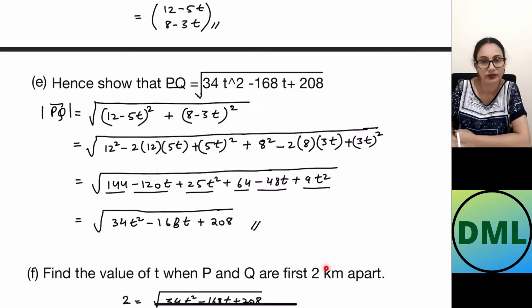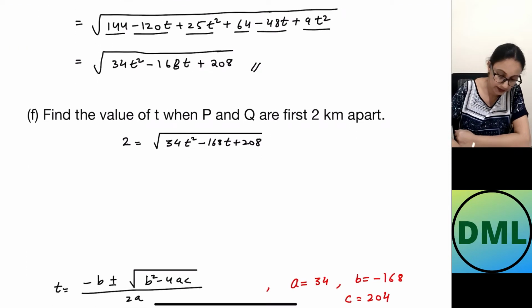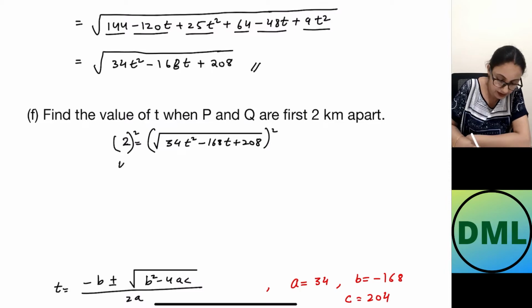Now find the value of t when P and Q are first 2 kilometers apart. So this gives you the distance. We just figured it out. The distance PQ is this equation. So that means this equation is equal to 2 kilometers. As you can see, I have substituted 2 equal to the root of 34t² - 168t + 208. Now I need to eliminate the root, so I will take the square on both sides. That will be written as 4 equal to 34t² - 168t + 208.